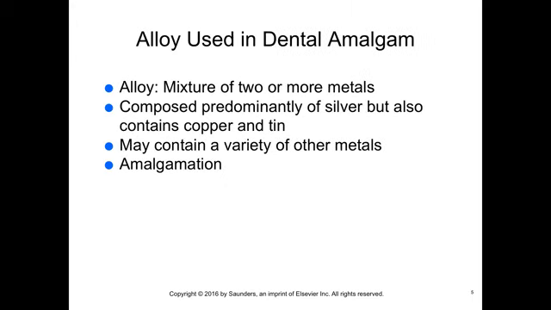The alloy used to produce dental amalgam is composed predominantly of silver, but also contains copper and tin. A variety of other metals such as palladium, iridium, or zinc may be added in smaller quantities to produce specific properties. When the silver-based alloy is mixed with mercury, the reaction that occurs is called amalgamation, and the material that is produced is called dental amalgam.